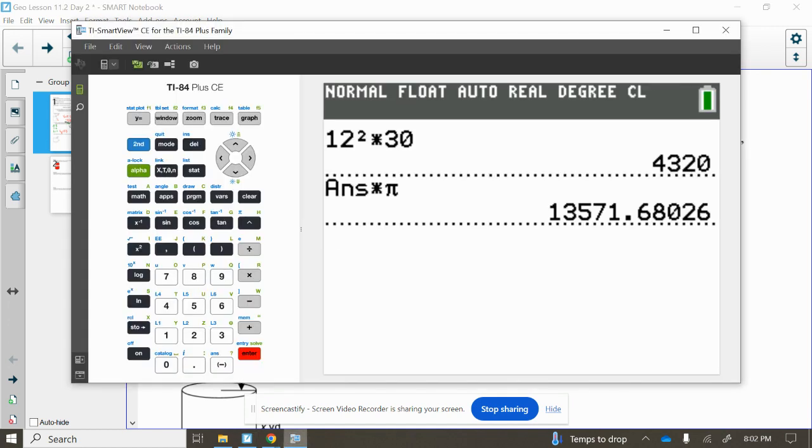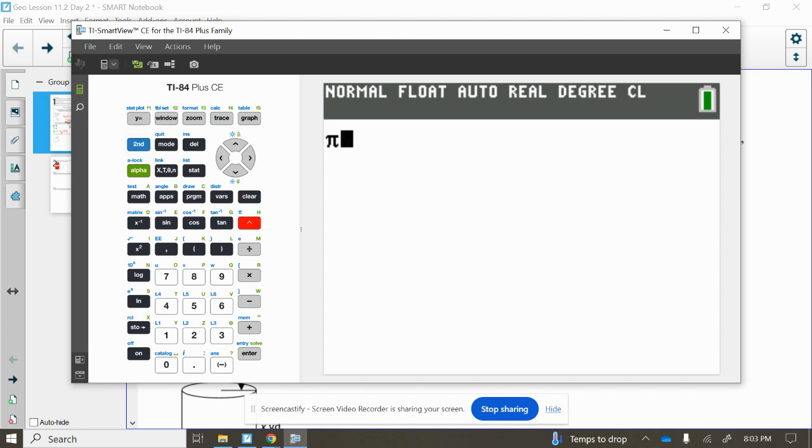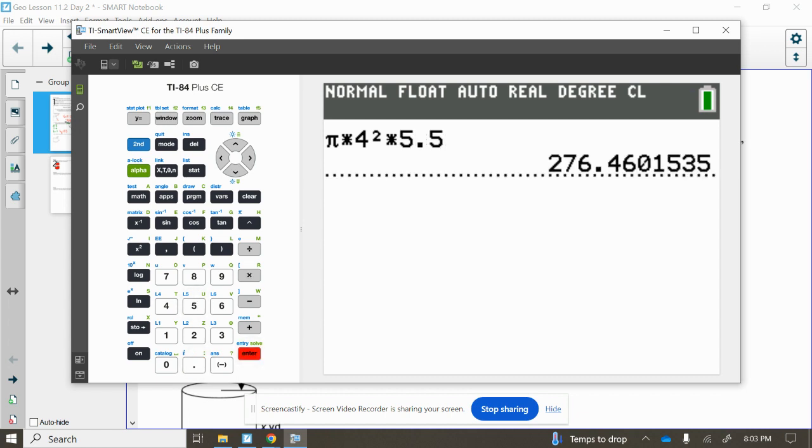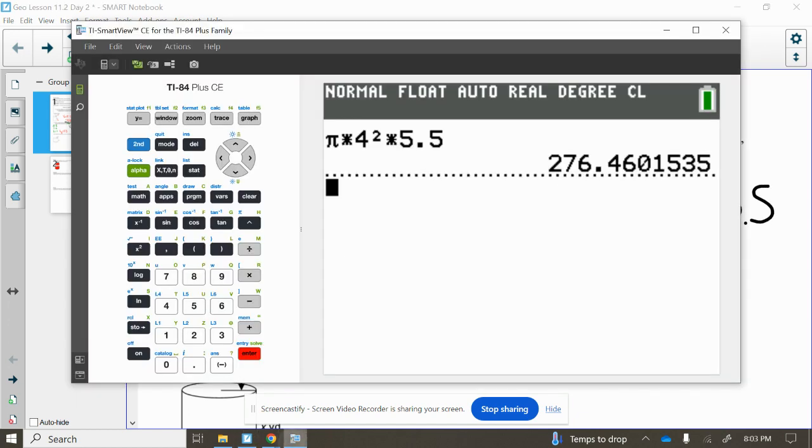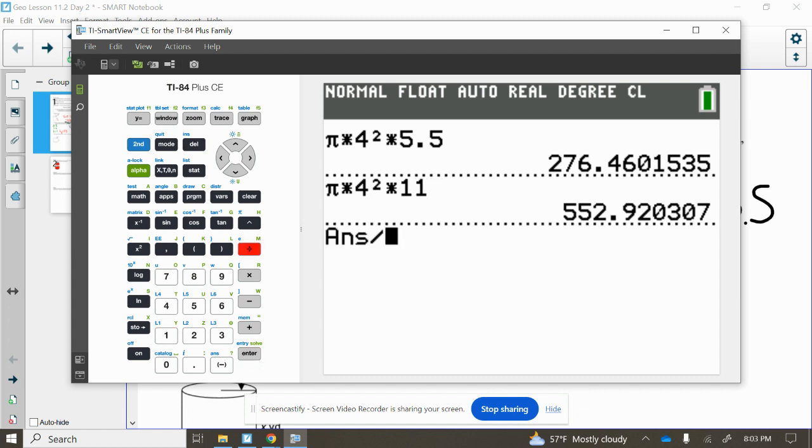And this time it says to round to the nearest tenth. So pi times that radius value squared times that height would be about 276.5. Now, you could also find the original volume using the height of 11, and then you could just divide that value by 2 as well, since we only need the half. So either way that you decide to do this.